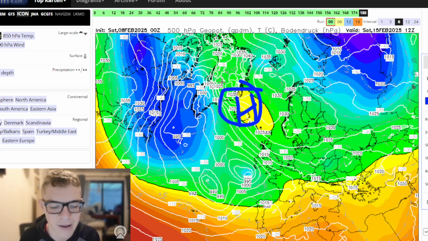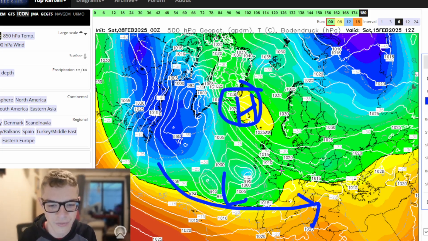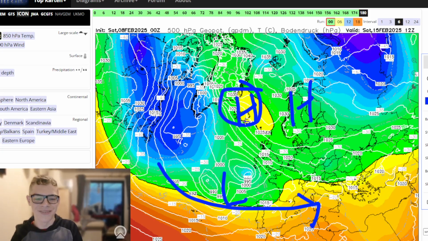Has a weak area of high pressure between Iceland and Greenland. Low pressure's undercutting it to our south. Kind of a battleground between low pressure to the north and high pressure. Low pressure to the south and high pressure to the north.